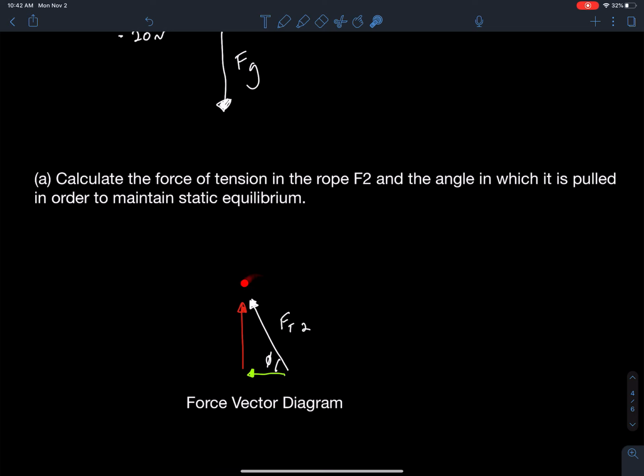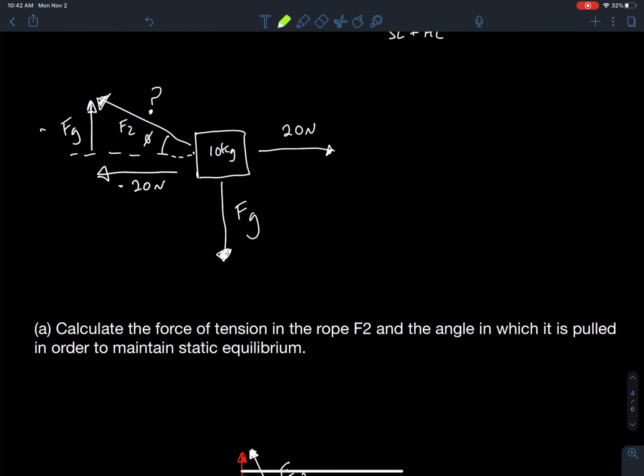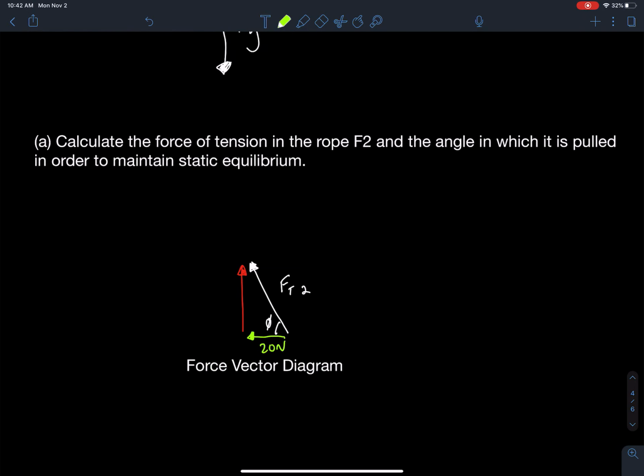Here I have just that situation drawn for you where this is going to be 20 newtons, and if I solve for the force of gravity, 10 kilograms times 9.81, I'm just going to round up, it's about 100 newtons. So I have 100 newtons of force upwards, 20 newtons of force to the left.